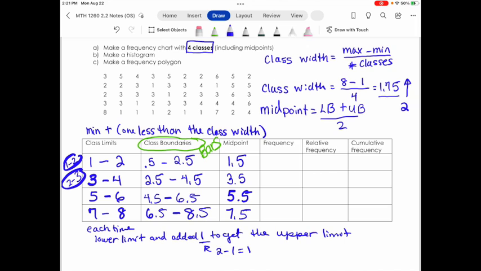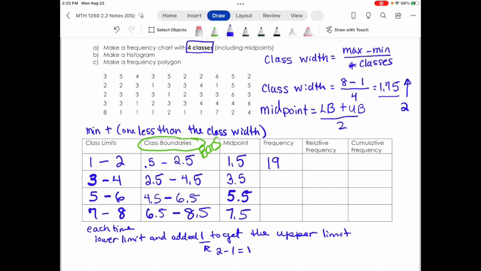Now, for the frequency, what you're going to do is now you're going to look at your class boundaries. So 0.5 to 2.5. You're going to find all of the values in the data set that fall between 0.5 and 2.5, and you're going to count how many there are. So when you go through and count how many values lie between 0.5 and 2.5, you're going to get 19.